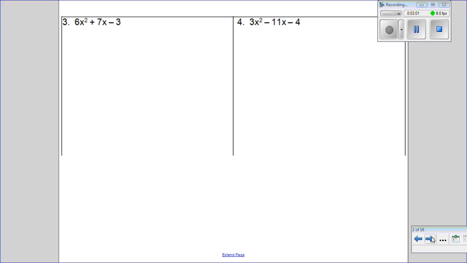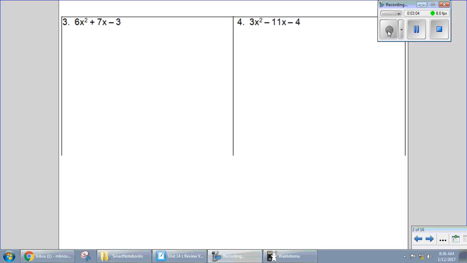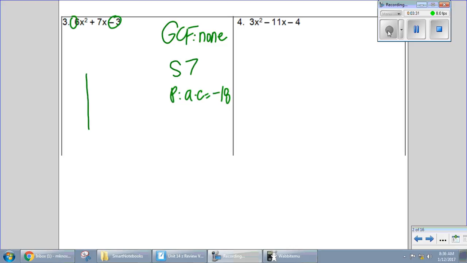Let's take a look at this one. Do I have a greatest common factor? No, I don't. So I know that I'm going to have to multiply my A and C to get my product. So my sum is still 7, and then 6 times -3 becomes -18. So I'm going to fill out my box with what I've got so far. 6x squared goes to the top left, -3 in the bottom right.